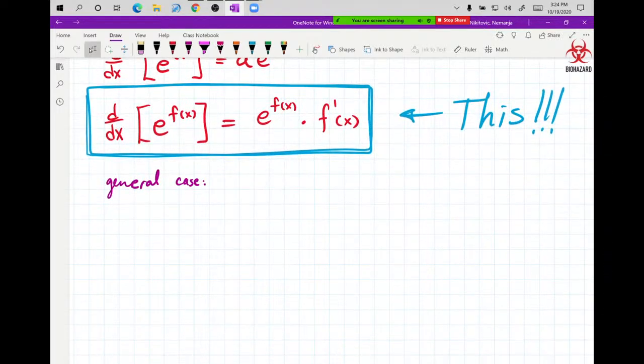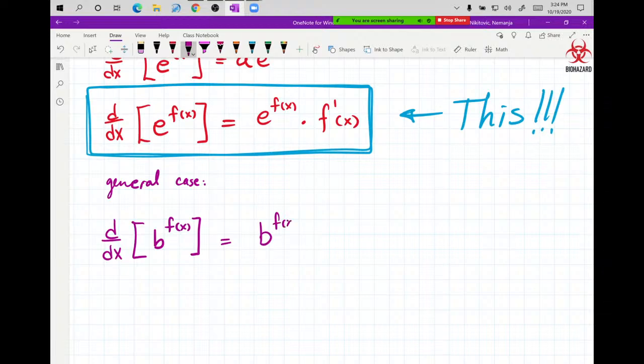is the derivative of any base to any function. So this is our derivative that we are trying to learn, and we're going to try a couple of problems as well. And that one is going to be b to the f of x times f prime of x times ln of b.